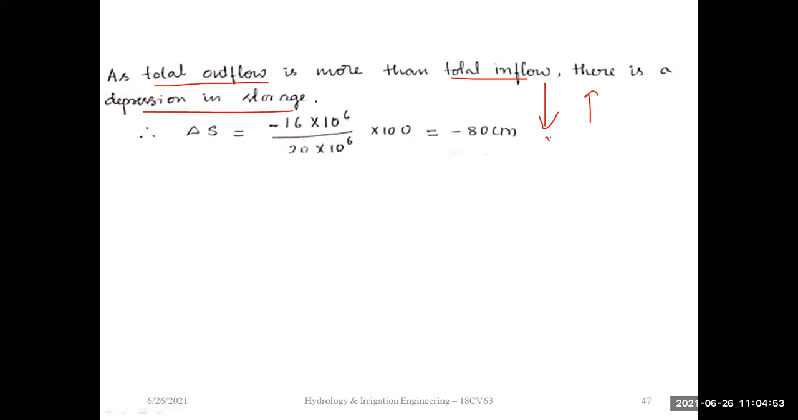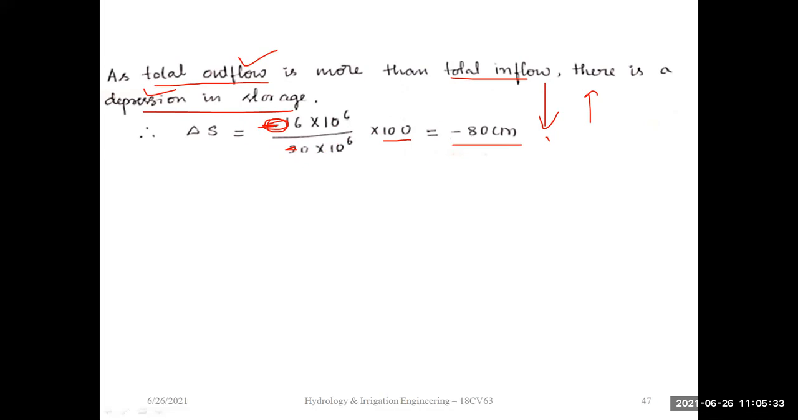Meaning the deficiency in storage will occur. So you have to consider the negative sign here. While converting the storage to centimeter, you have to consider the negative sign, because the outflow is greater than the inflow, which creates depression in storage. That's why this negative sign is considered. So minus 16 into 10 power 6 divided by, sorry, it is 20 into 10 power 6, into 100 to convert into centimeter. So it will be minus 80 centimeter.